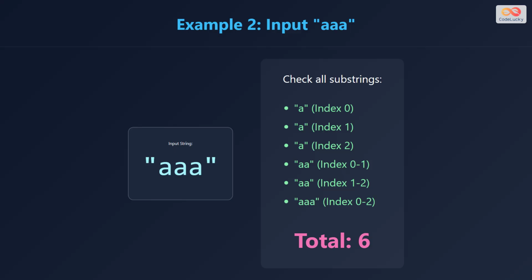Now consider the string AAA. Every single substring here works. We have 3 single A's, we have 2 substrings of AA, and 1 substring of AAA. Adding them all up, we get a total of 6.